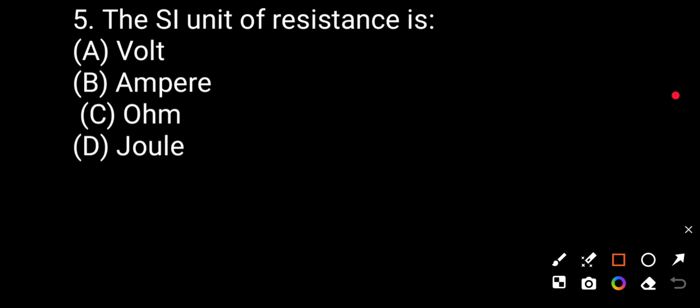Question 5. The SI unit of the resistance is volt, ampere, ohm, joule. Correct answer ohm. Option C is correct. The SI unit of the resistance is ohm.